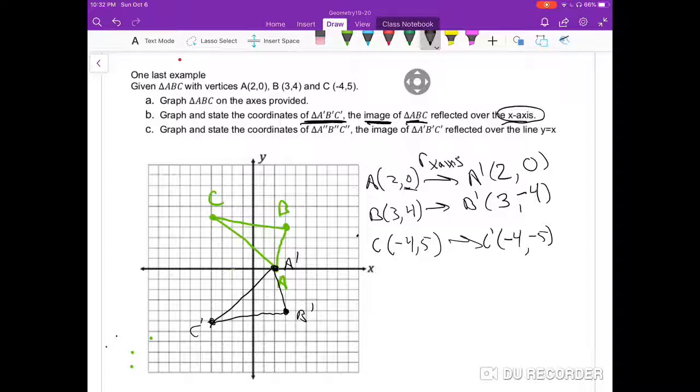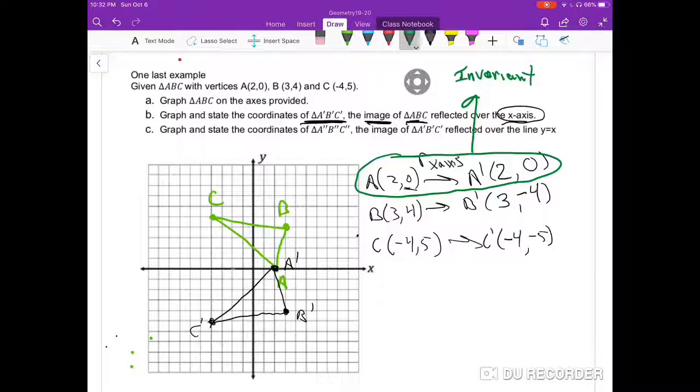Now one thing that I do want to point out here is this has a fancy name to it. Since the point has not changed at all, this is actually called an invariant point because it has not moved. It stayed in the same spot. So that's just an important vocabulary word that comes up from time to time. So just be careful if you see that. If any question asks you about an invariant point, it means a point that does not change even after the transformation takes place.